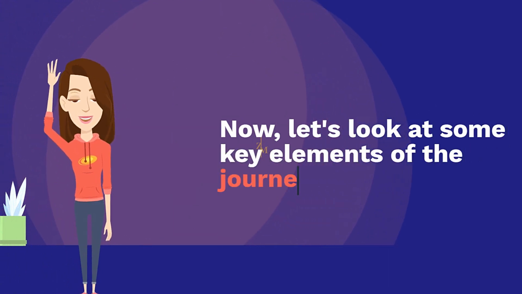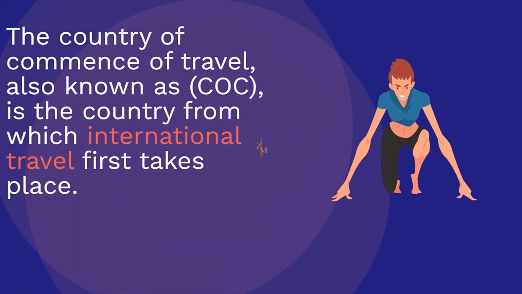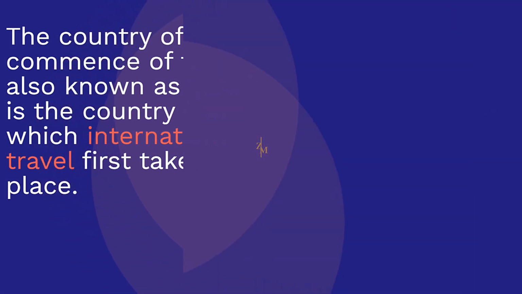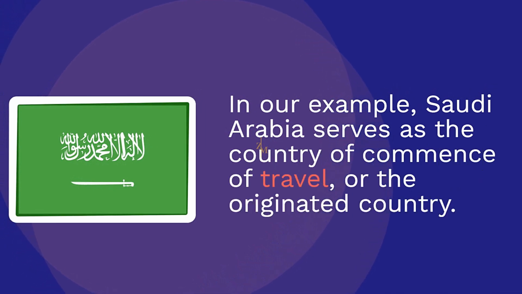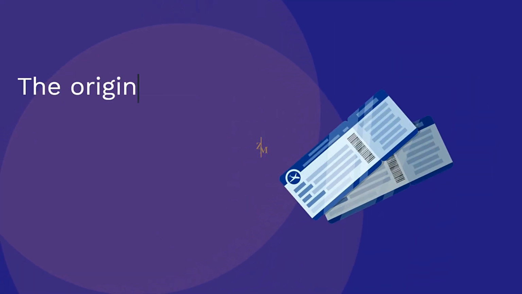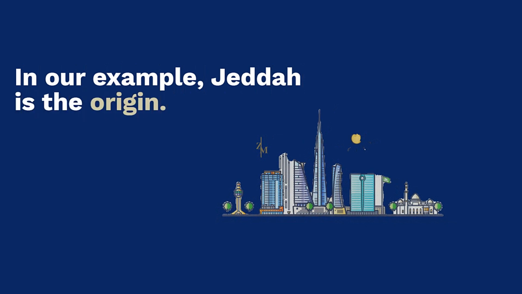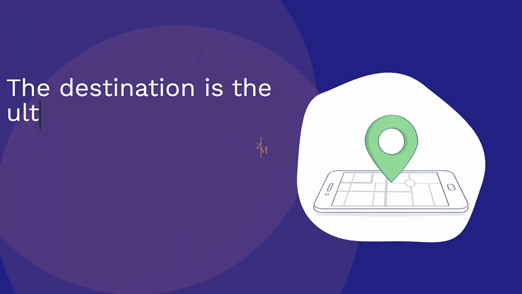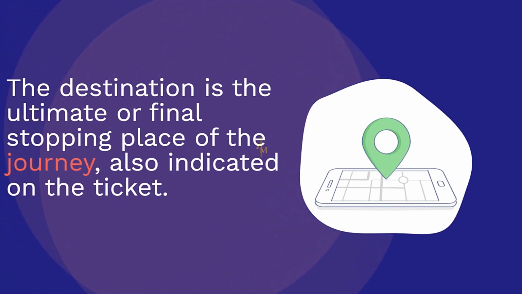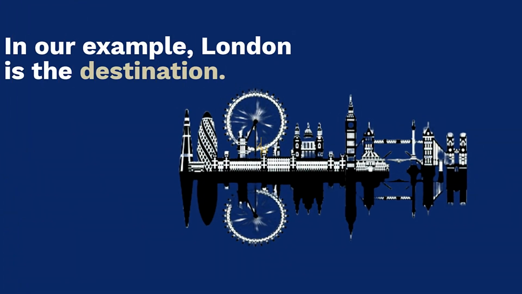Now, let's look at some key elements of the journey anatomy. The country of commence of travel, also known as COC, is the country from which international travel first takes place. In our example, Saudi Arabia serves as the country of commence of travel, or the originated country. The origin refers to the initial starting point of the journey, as shown on the ticket. In our example, Jeddah is the origin. The destination is the ultimate or final stopping place of the journey, also indicated on the ticket. In our example, London is the destination.